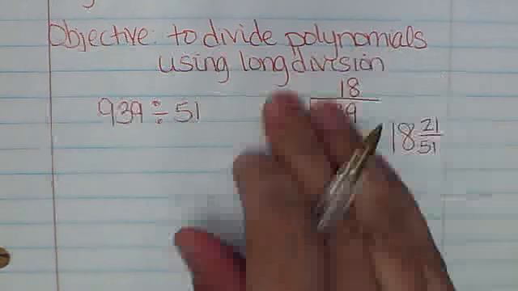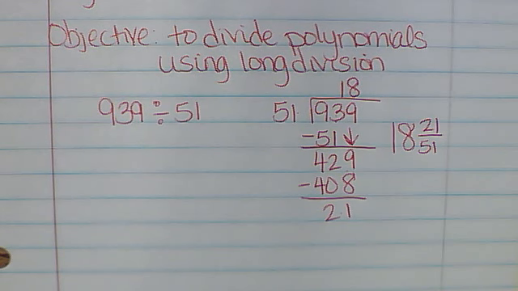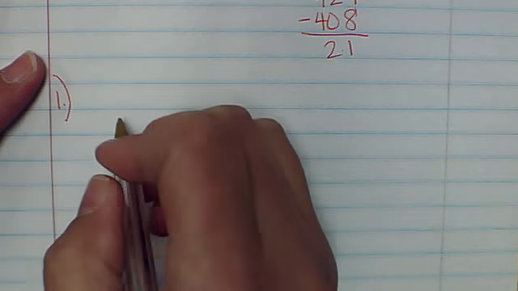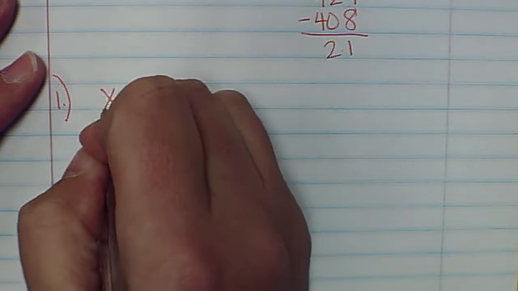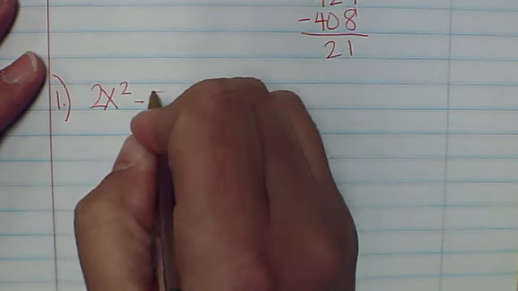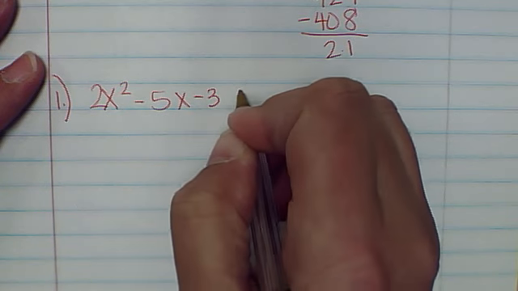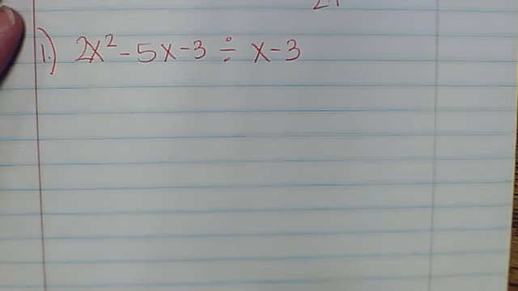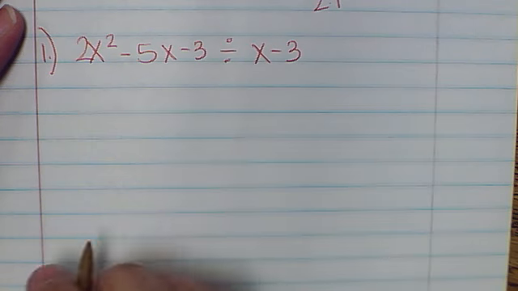We're going to use those same ideas, those same steps to do polynomials. Now if you were in class today, on Monday, the problems in your notes and the problems I'm going to do here are going to be different, so that you can see some that are a little bit different, so you can have more examples. So problem number 1, we're going to take 2x squared minus 5x minus 3, and we're going to divide by x minus 3.